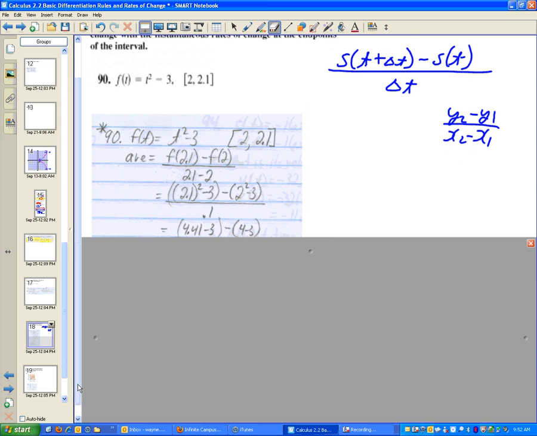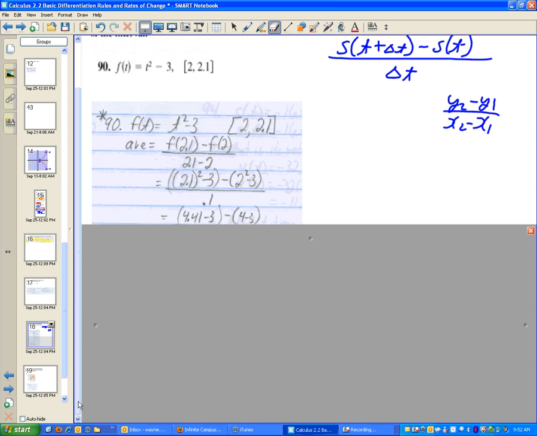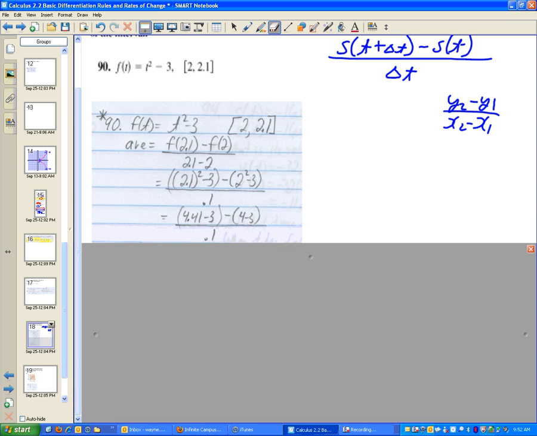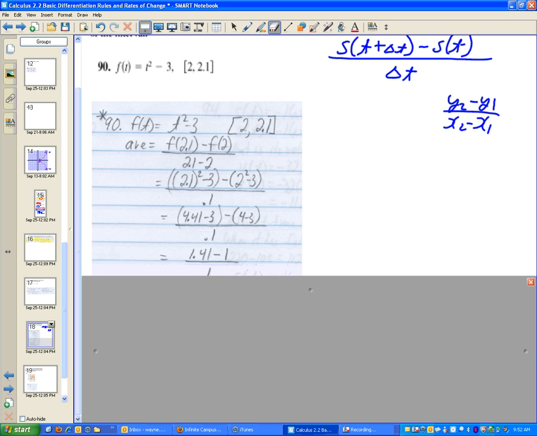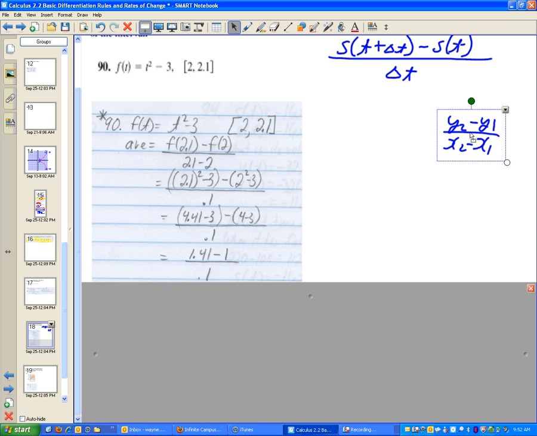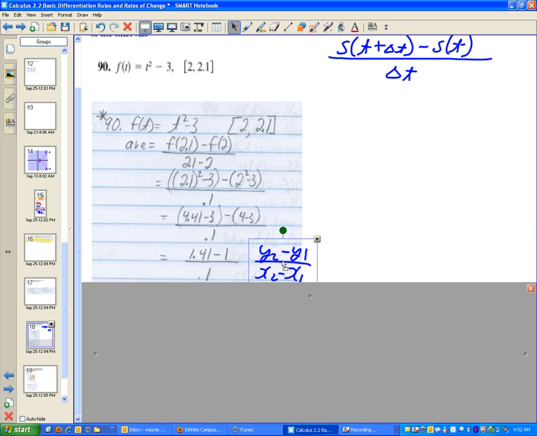Then you do a little math here. Square the 2.1, you get 4.41. Square the 2, you get 4. Leave the 0.1 in your denominator. There's where I've been trying to get to. I'll stop there for a second. Get caught up to me. That's where I'm at. Okay?